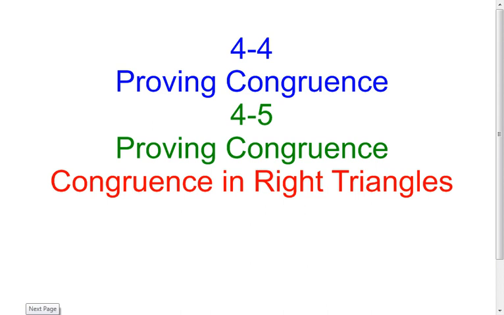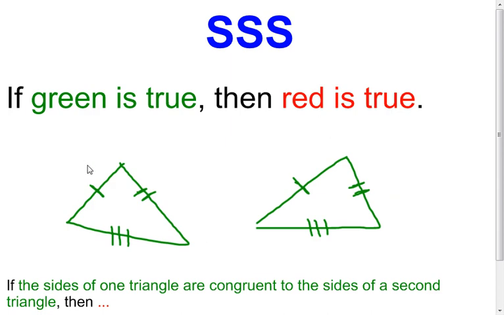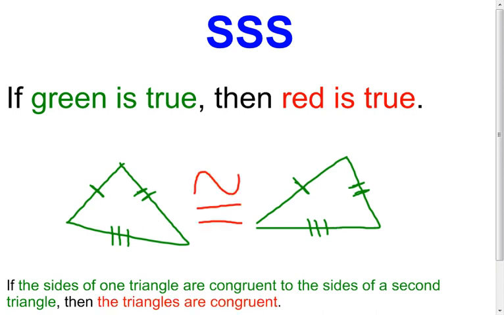Now, in this lesson, we're going to come up with what I refer to as the shortcuts, or triangle congruence theorems. The first one is referred to as SSS, referring to you know that the 3 sets of sides of the 2 triangles are congruent. And if you know that, well, the triangles, yes, in fact, are going to be congruent.